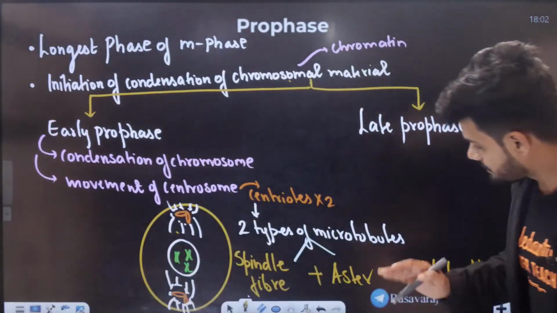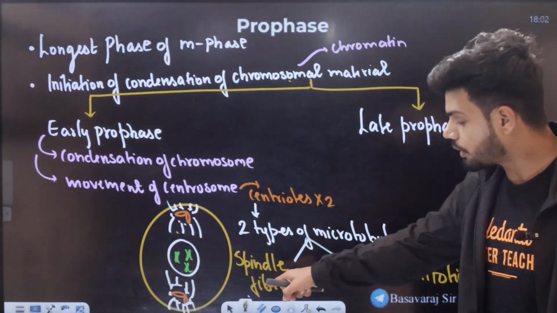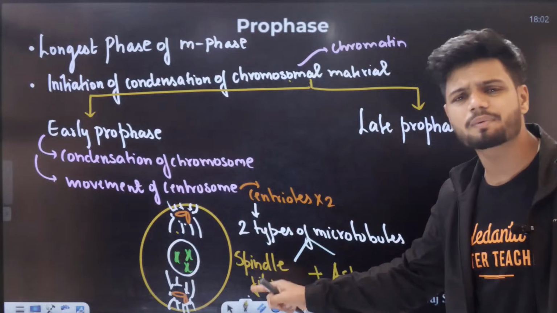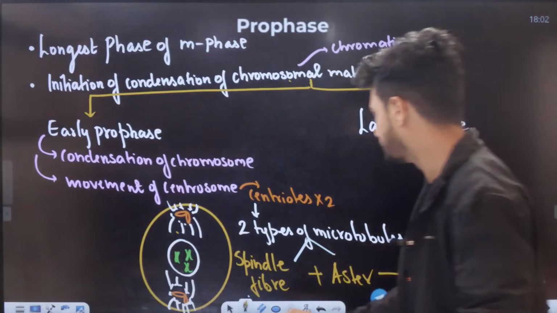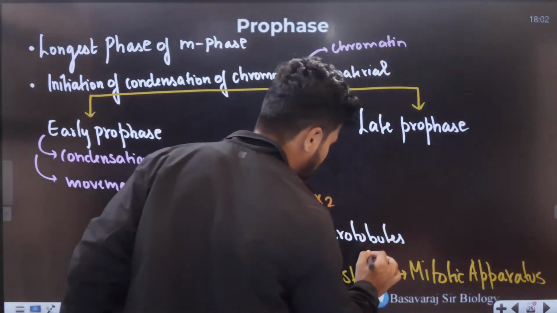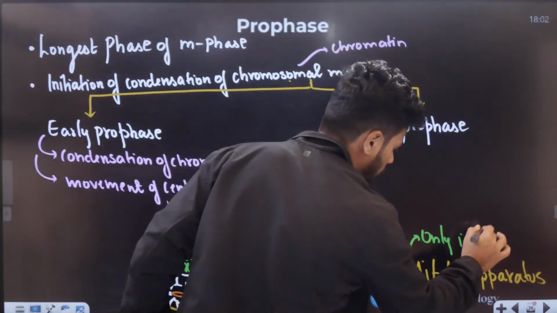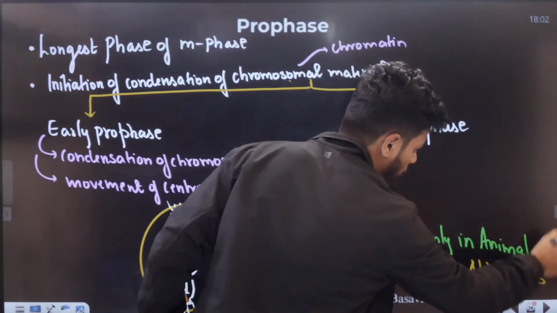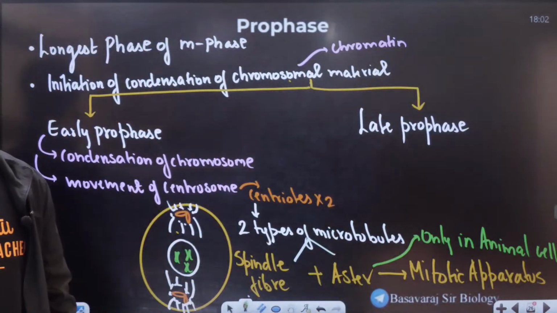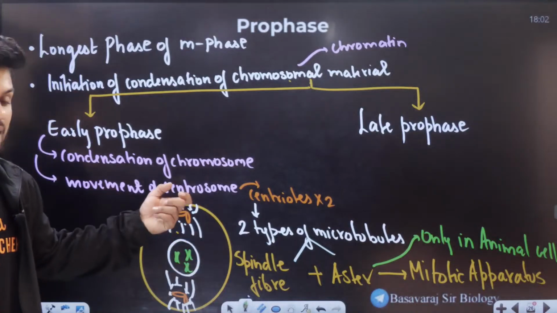Now, students, remember, an extra point I'll tell you. The spindle fiber right here is found in the case of animal cell as well as plant cell, while asters are found only in animal cells. Okay. Now, all of this is happening in the early prophase.